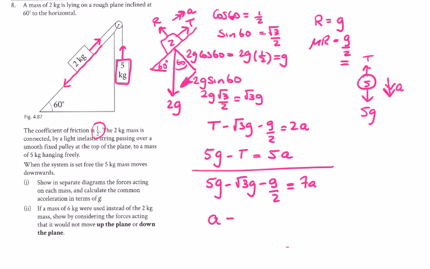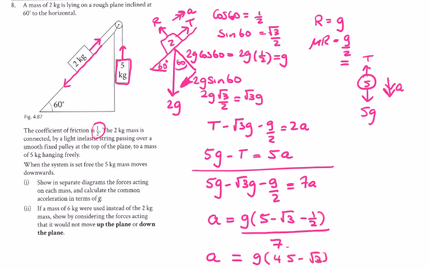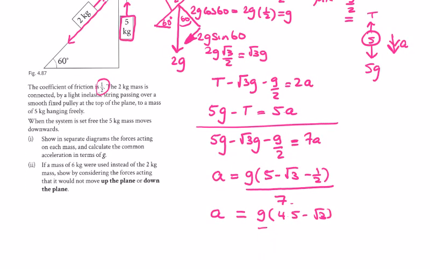So this is just calculator use. I won't simplify it. A is equal to G times 5 minus root 3 minus a half, divided by 5 divided by 7. So type this into a calculator or simplify it a bit more yourselves. And it actually allows for it in terms of G. So I'll just write G times 4.5 minus root 3 over 7.